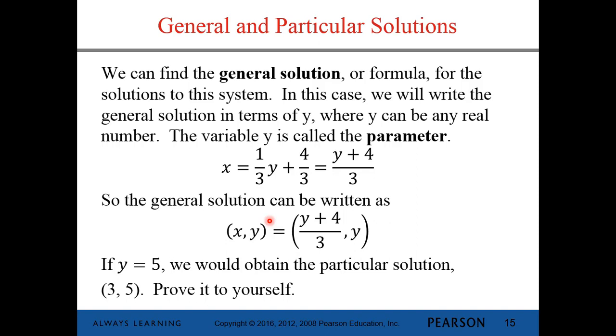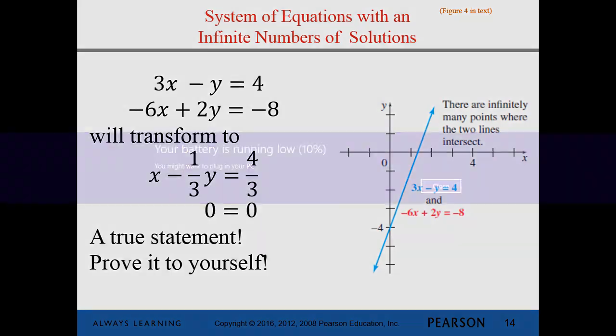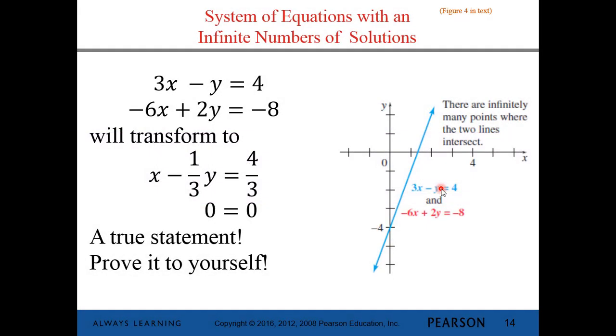Okay, so now let's talk about general and particular solutions. If we take the last case, for example, this one here, let's see what happens when we try to get a general solution. Because whenever there's an infinite number of solutions, that means we can have a general solution or a particular solution. So let's be aware of that.